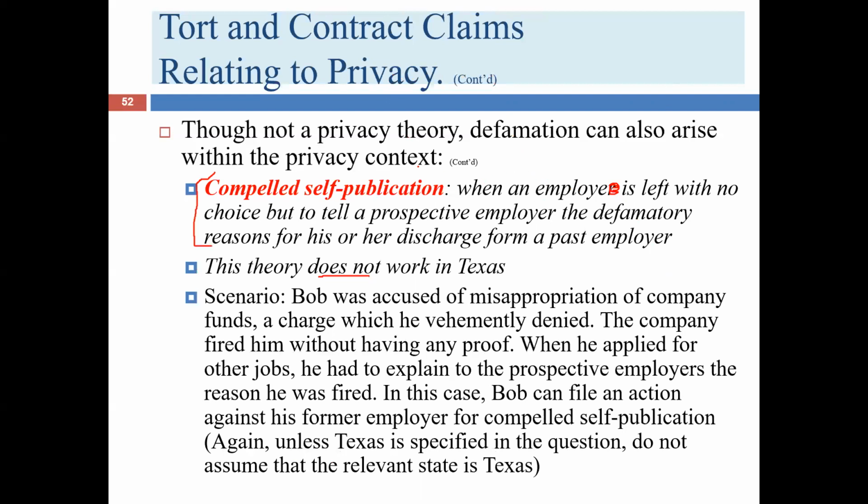So let's consider this scenario. Bob was accused of misappropriation of company funds, a charge which he vehemently denied. The company fired him without having any proof. When he applied for other jobs, he naturally had to explain to the employers why he was fired from his former employment. In this case, Bob can file an action against his former employer for compelled self-publication in jurisdictions that recognize this claim. Again, there's nothing in this fact pattern that says Texas, so if you were presented with this test question, you would say, yes, this is an example of compelled self-publication.